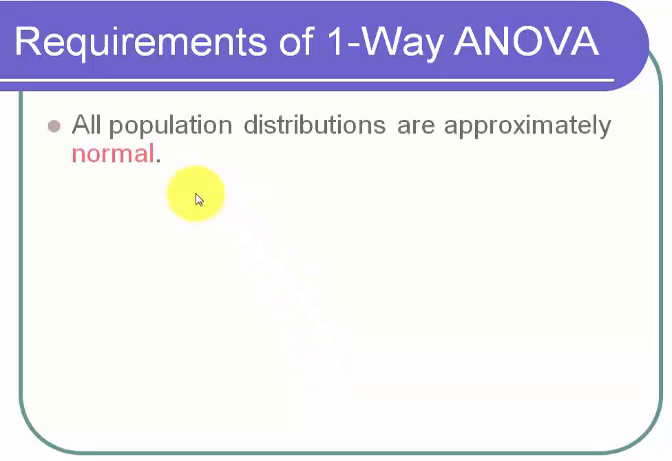The first is that all population distributions are approximately normal. That's actually a very difficult requirement to have. Now, we can have the sampling distributions be approximately normal, but then remember we have to have greater than 30 for every single sample that we're looking at. So if we're comparing 10 different means, then we're going to have hundreds and hundreds that we have to sample. It's very difficult to use ANOVA.